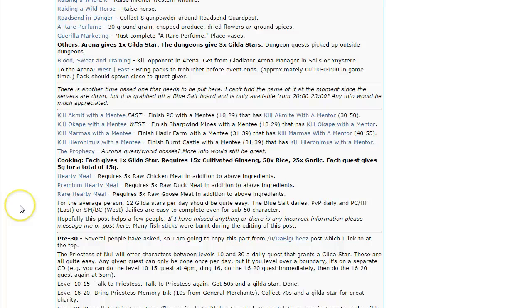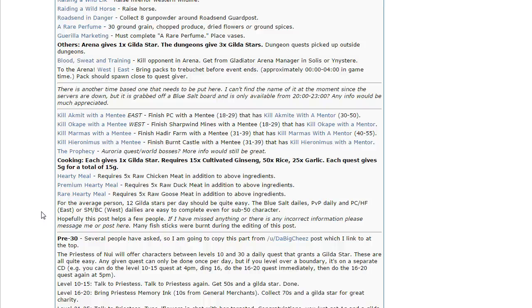But wait, there's more! There's actually a Gilda Star that you can get for cooking. It requires 15 ginseng, 50 rice, 25 garlic. This is out of the farmer's workstation, if I recall correctly. It doesn't say on here, but I'm almost certain that it is. You go there, you craft one of these meals, and then you turn it in to the Daru vendor at the auction house. So you can get a total of, it looks like, 17 Gilda Stars every single day just by doing the daily quests.